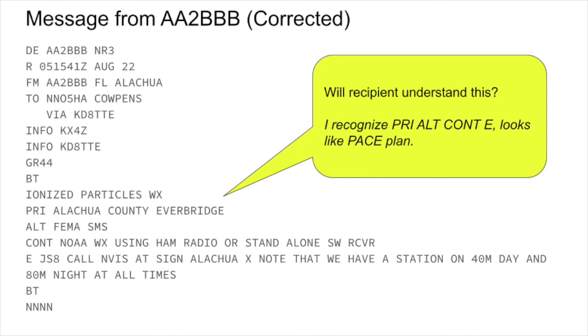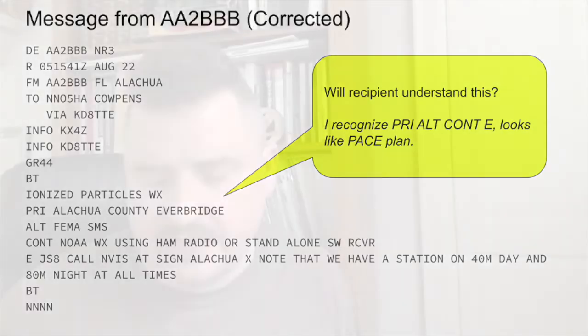It looks good, and as we look at the content, it raises another question, and that is whether the recipient is going to understand it. As I was taking a look at this, I can see ionized particles, weather report. I understand what this is. And now I see PRI, Alachua County. Okay, alt, FEMA, cont. Is that continuation? I don't know. And then there's E's on the next line.